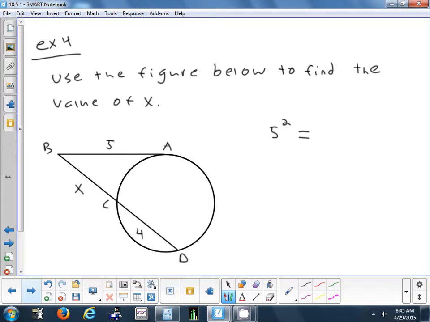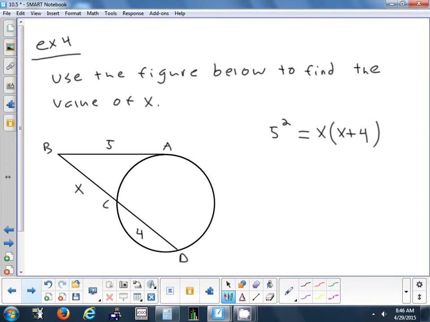And who thinks they can give me what that's equal to on the other side? Selena? X. Yep, length of the external part. Yep, x plus 4, length of the whole thing. Good.